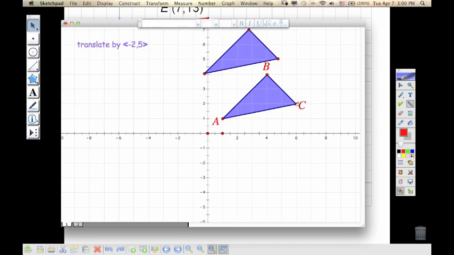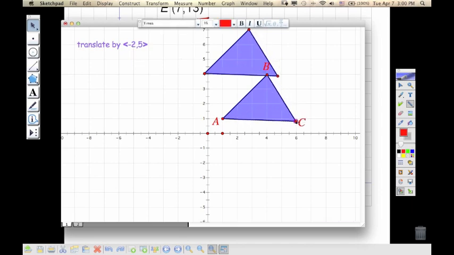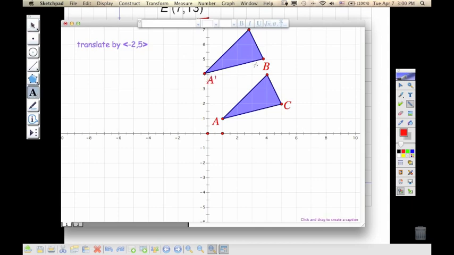Now, if I do it this way, I can't really move this around. I can move my original point, and it will move my second one, but I can't really change my vector without going in and redoing the whole thing. Again, notice that if I choose these points, I get A prime, C prime, and B prime.